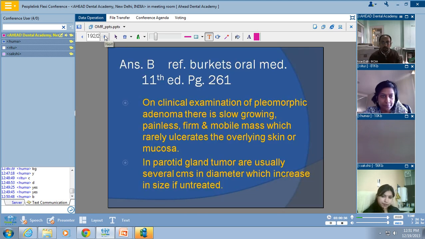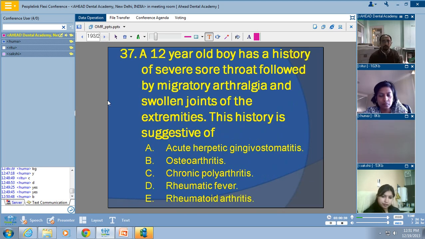Pleomorphic adenoma. 37th: A 12-year-old boy has a history of severe sore throat followed by migratory arthralgia and swollen joints of extremities. This history is suggestive of? Definitely not A, isn't it? So we are left with choices B to E: osteoarthritis, chronic polyarthritis, rheumatic fever, rheumatoid arthritis. So what's the answer? It is rheumatic fever. Very good. Why rheumatic fever? Simply because in rheumatic fever, there is a history of severe sore throat followed by migratory arthralgia, and this ultimately leads to this formation.